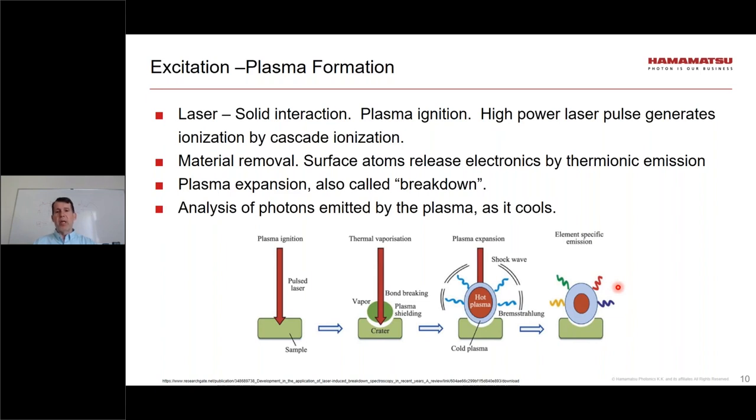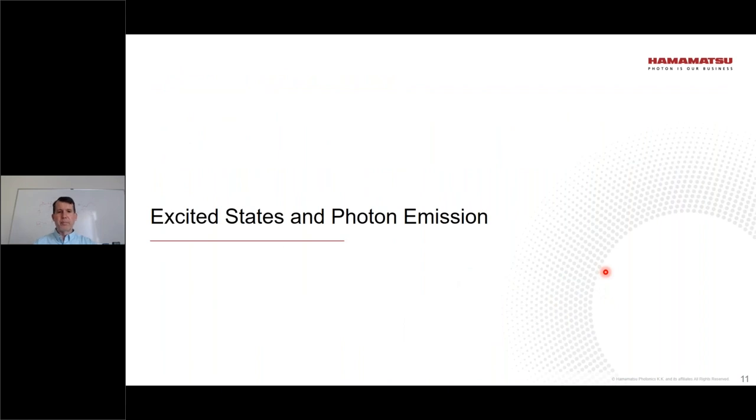And we'll look more carefully at the different aspects of a cooling plasma. But as the plasma starts to cool, remember back to the Jablonski diagram, when those electrons in their excited states transition to lower energies, they give off photons of various energies, photons of various wavelengths. And that is the information that one needs in order to identify the materials.